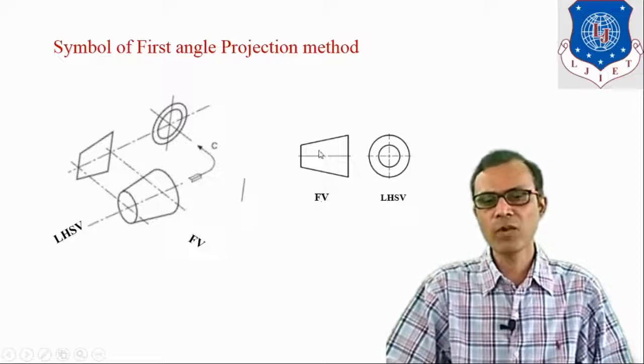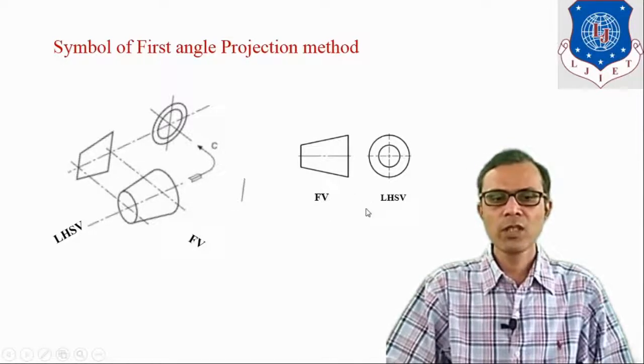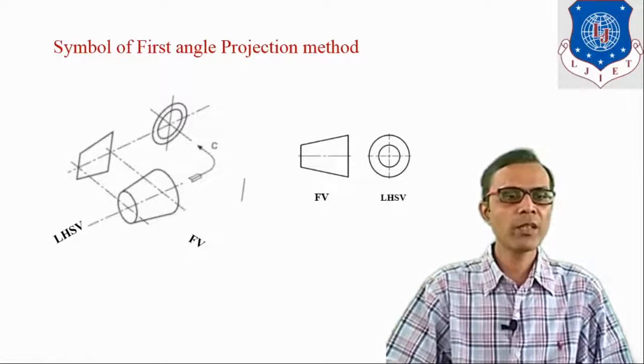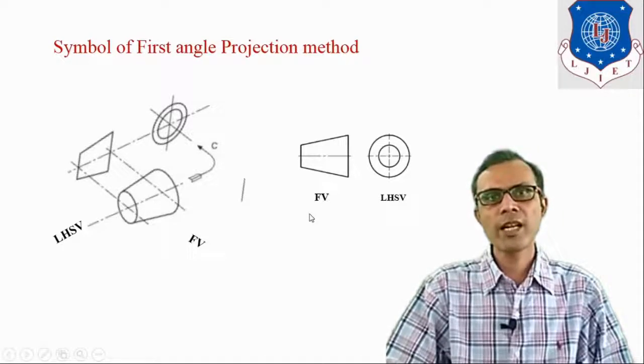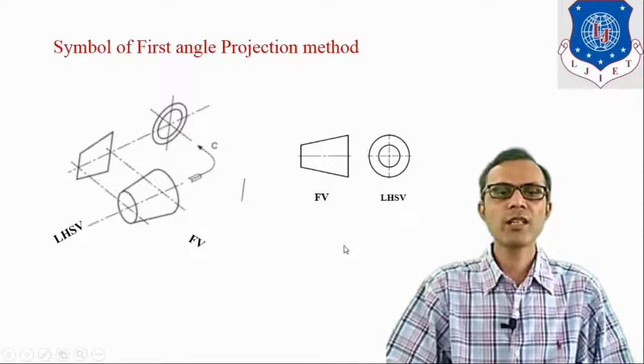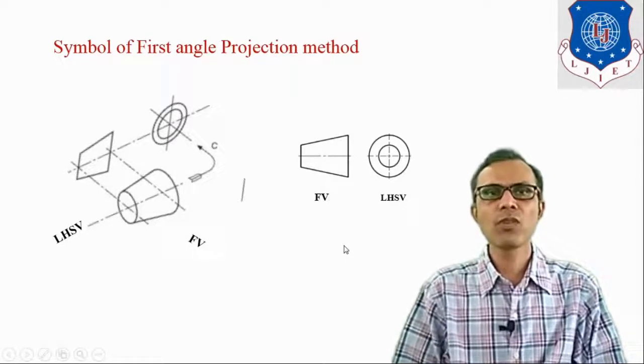So here front view is shown, and it is the left hand side view. But we know that in first angle method, the left hand side view is placed towards the right side of the front view. So it is drawn here as left hand side view. It is considered a standard symbol for first angle projection method.